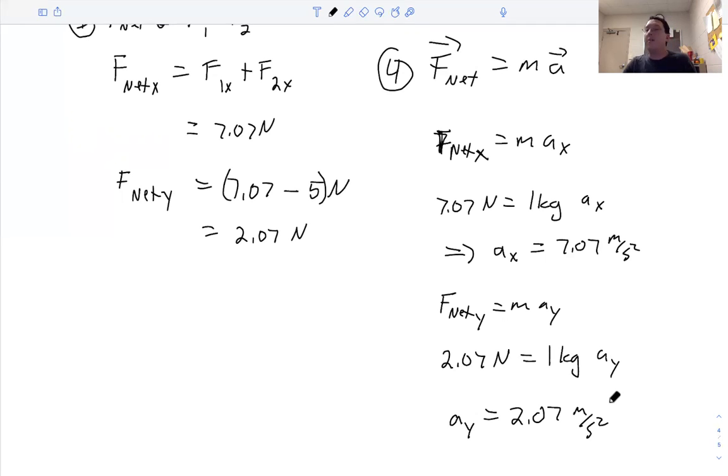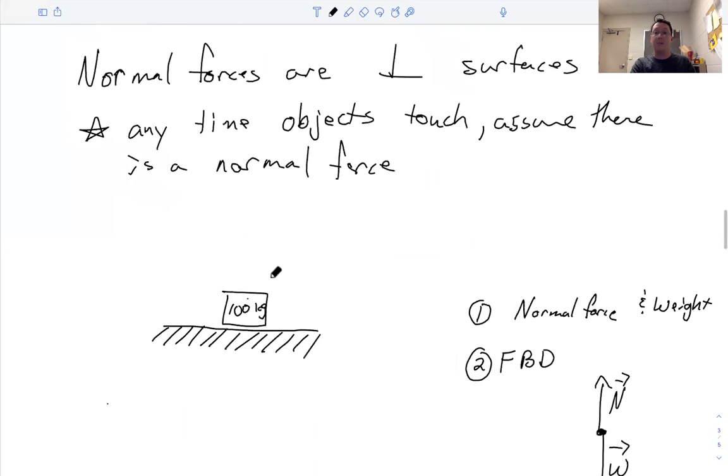Okay, so those are a few very simple examples of how to use Newton's laws to analyze objects and forces and motions. So we'll do lots more and work with more and more complicated situations, but the basic process is always the same. Let's summarize that.